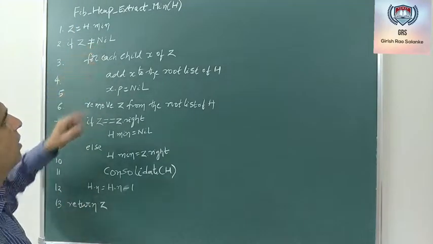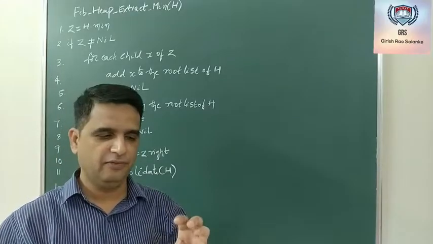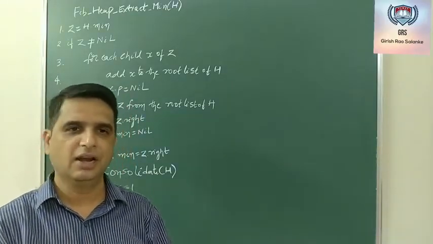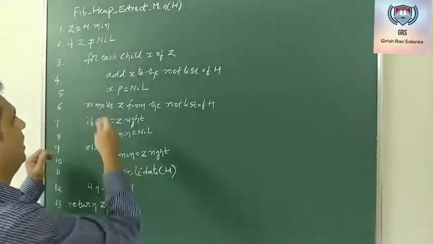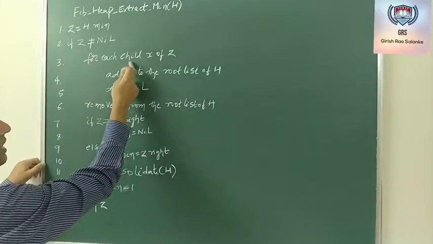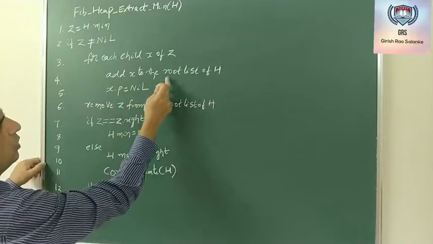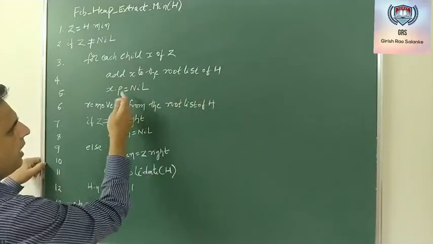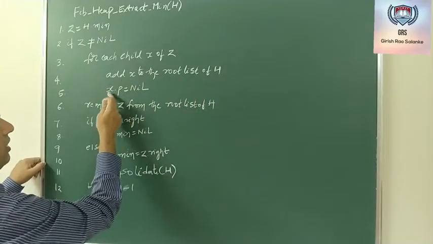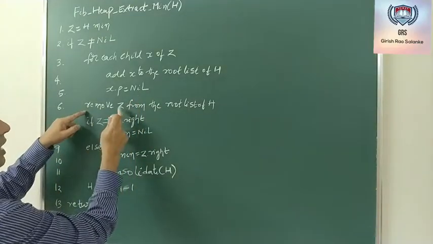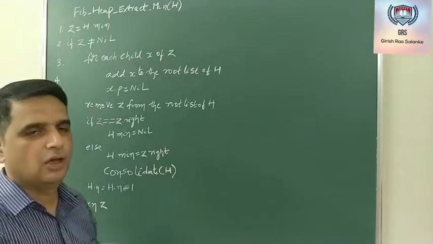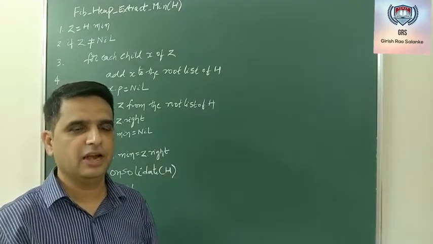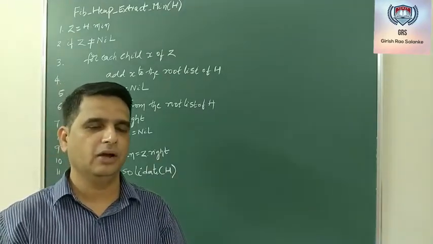So if z is not equal to nil, in the sense if z has some children, now what we are supposed to do? We need to add those children to the root list. So what we are doing, for each child x of z, add x to root list of h and make the parent of all those x as nil and remove x from the root list of h. So this was the first part, if you have seen. What was the second part? In case of the second part, I need to do consolidation.